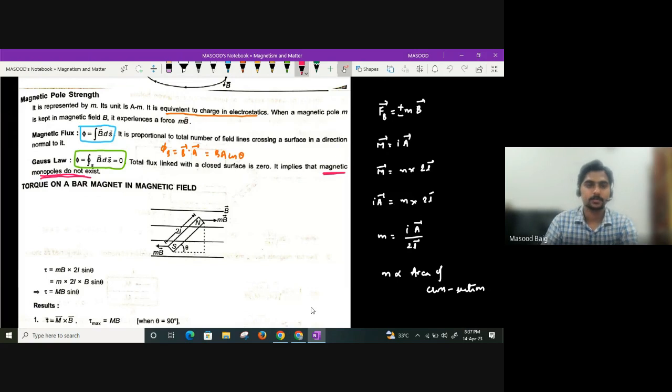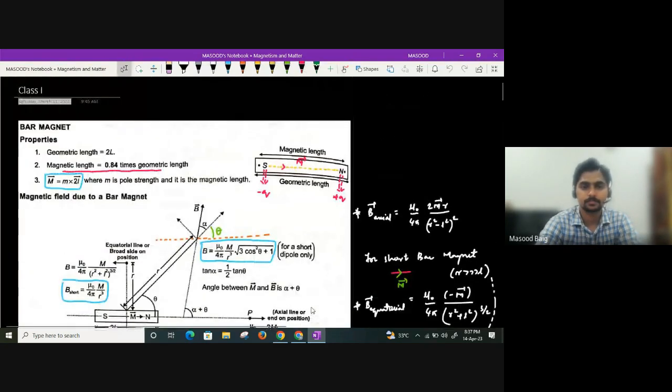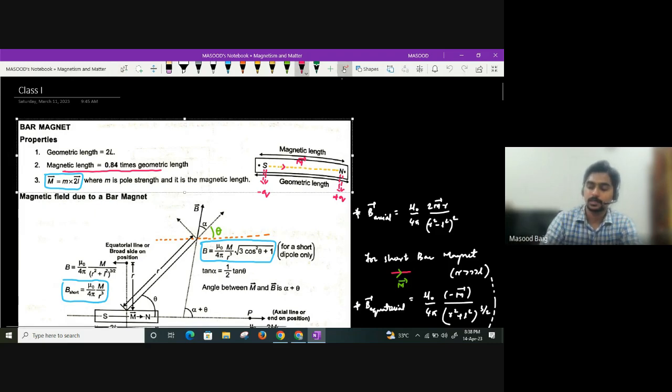Right. So we are talking about bar magnet, guys. We have some point called geometric length. Any rectangular shaped object with poles will be a bar magnet. The geometric length is the distance between the edges. When we talk about the poles, they're not going to lie exactly at the edges. They'll be slightly inside the edges. So the distance between the poles will be called magnetic length.